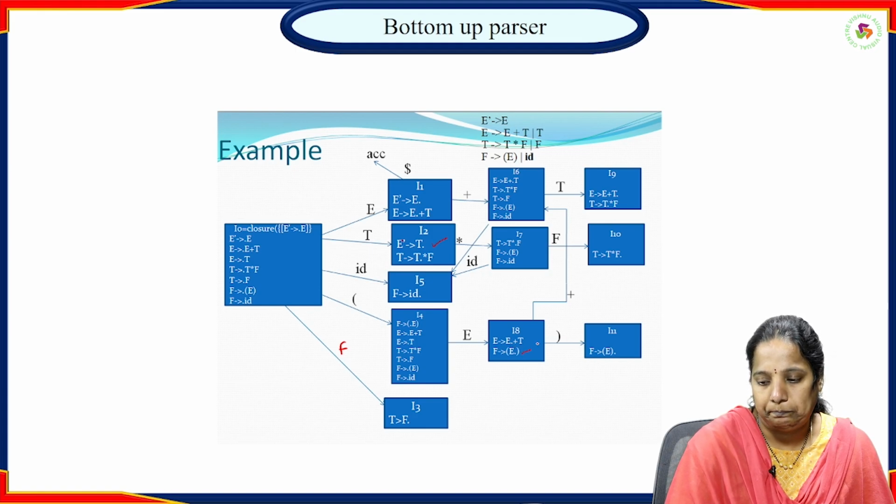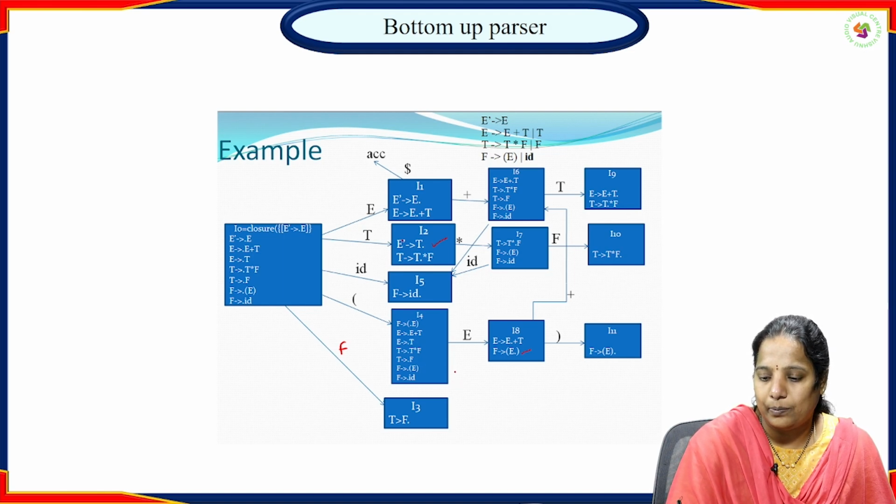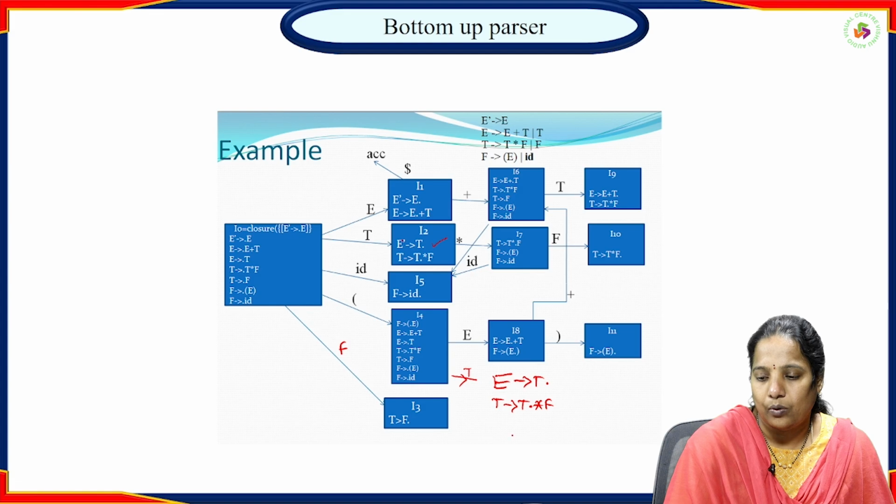Then the dot is followed by T. For this we are going to get the production E tends to T dot, and one more production, T tends to T dot star F. When we observe this, E tends to T dot and T tends to T star dot F.